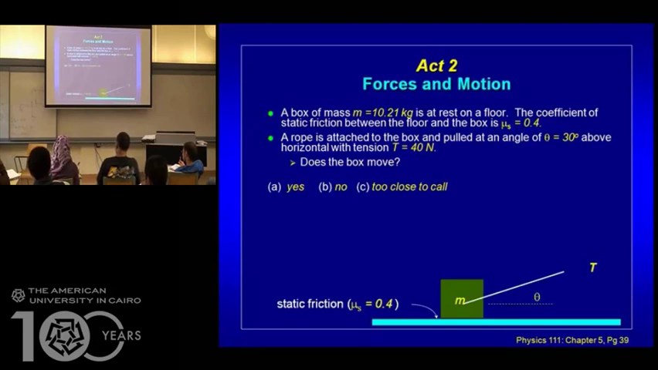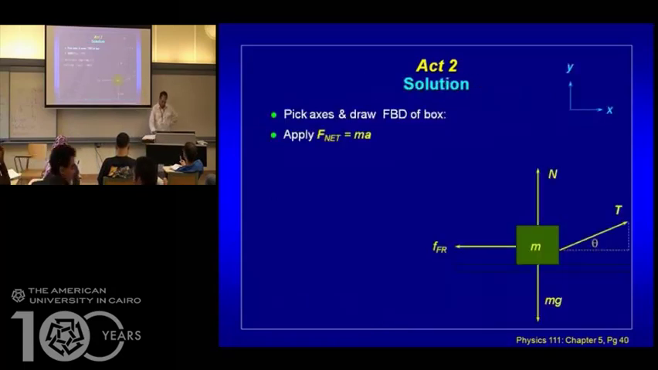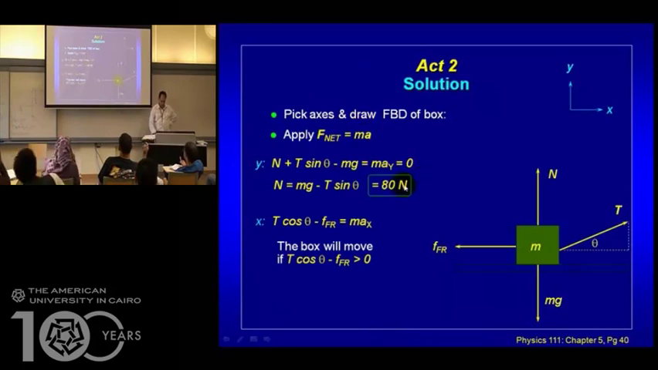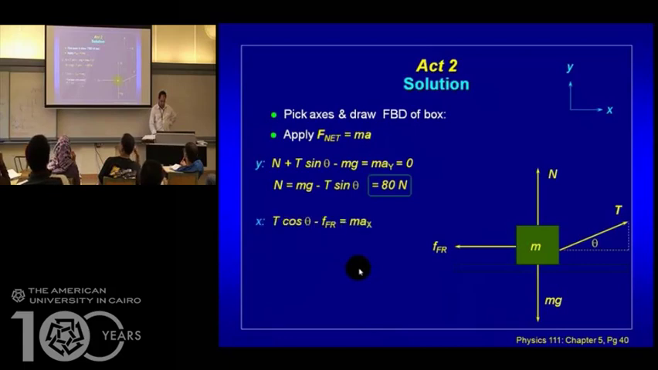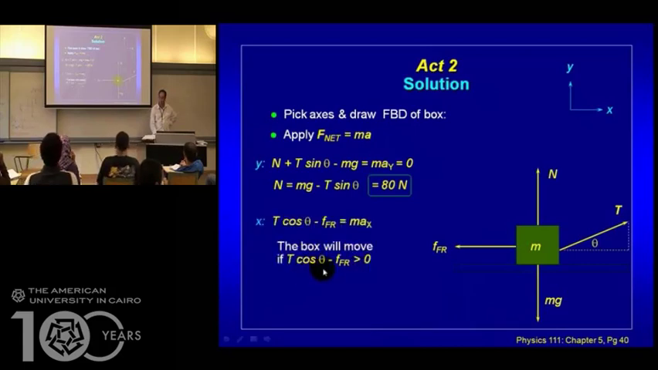I'm sorry guys, I'm sorry. Confused me again. The tension is 40 times cosine 30 degrees. That's correct. That's 34. Yeah. Minus 32. Will it move? Yes. Since it came positive, then yes, it will move. And N is 80 newtons as you got. The box will move. T cosine theta minus frictional force is more than 0.